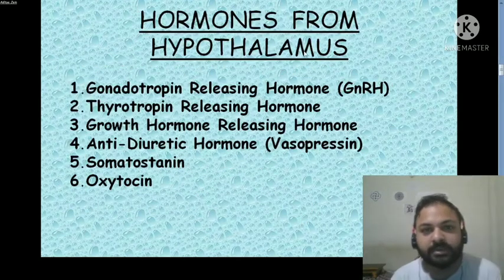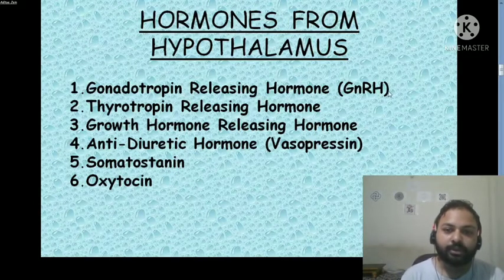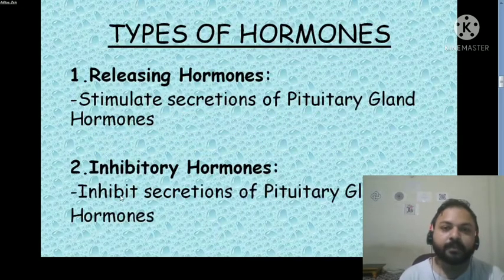What are the hormones secreted by hypothalamus? First is gonadotropin releasing hormone GnRH. Second is thyrotropin releasing hormone. Third is growth hormone releasing hormone. Fourth is antidiuretic hormone. Fifth is somatostatin. And sixth is oxytocin.